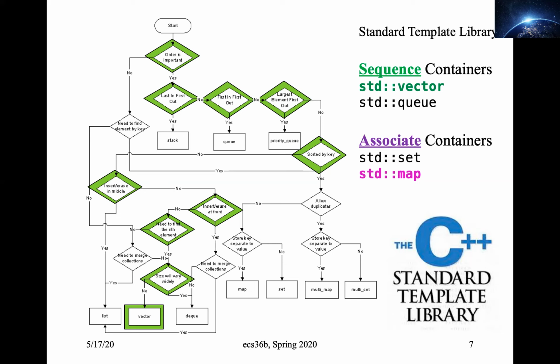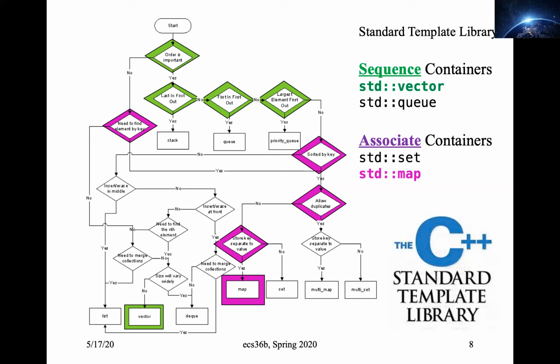And you can see that you need to find an element by key, then go over there, sort it by key. Allow duplicates: no. And then store key to separate value. That's actually important because the key is being used heavily here. For example, JSON is a key-value pair, and we need to search for the keyword when you build a search engine, for example. And there you actually use a data structure called map.